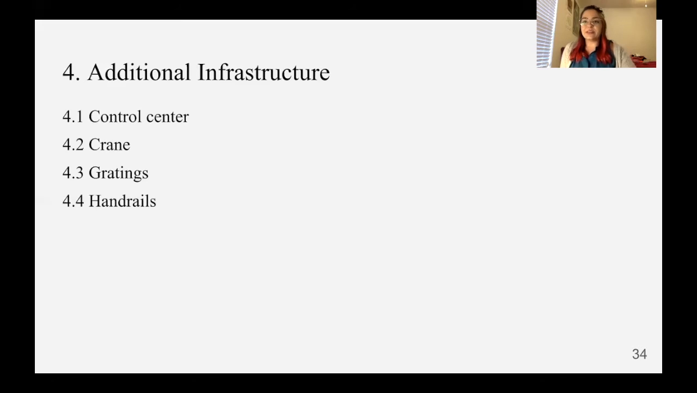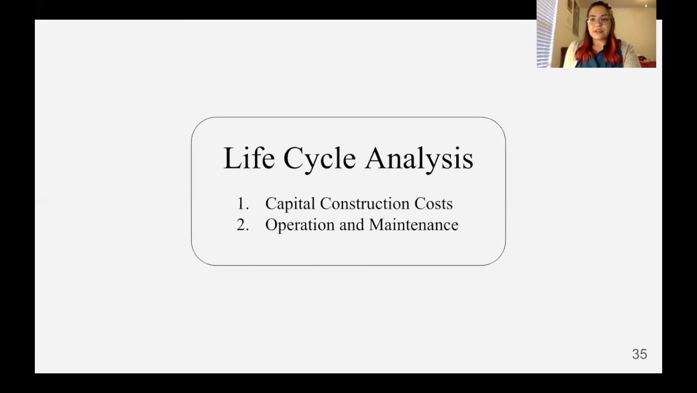In terms of a life cycle analysis of our system, we are going to start with capital construction costs and then move into operation and maintenance costs on an annual basis.